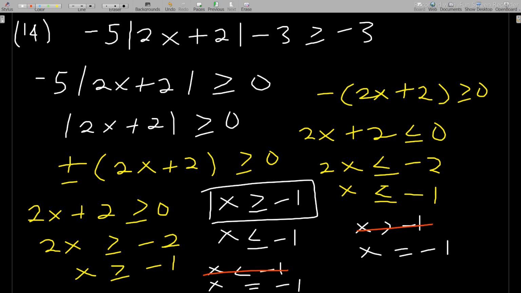Now the second case is x is equal to negative 1, and this time x is also equal to negative 1, which is okay. So it means the solution to this is x is equal to negative 1. There's only one possible way.